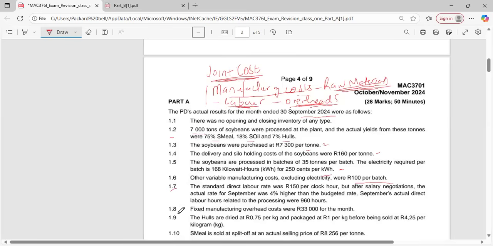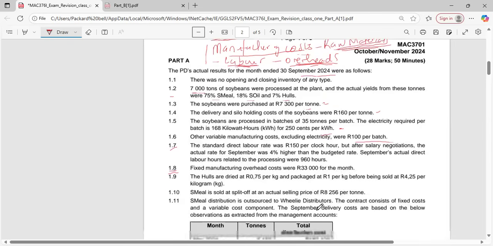And then 1.8 says fixed manufacturing overheads. They are manufacturing overheads, which means they are also going to be part of the joint cost, 33,000 for the month. So number 1.3 to 1.8 are all your joint costs that will be allocated to the joint product.